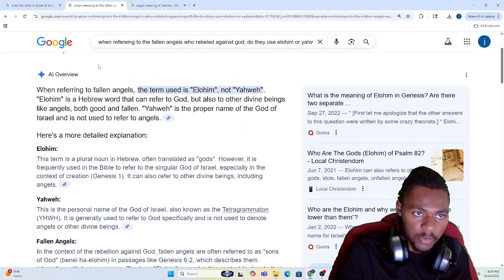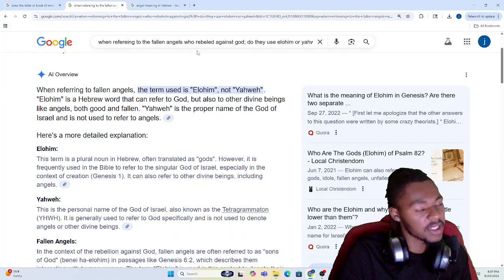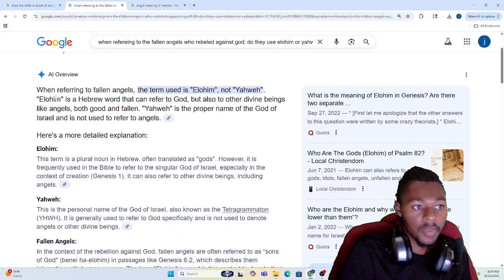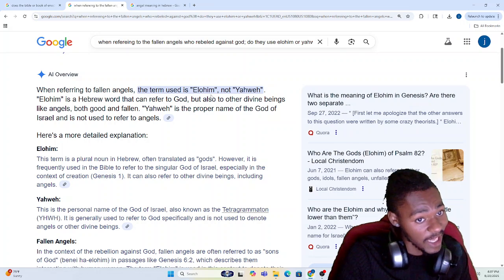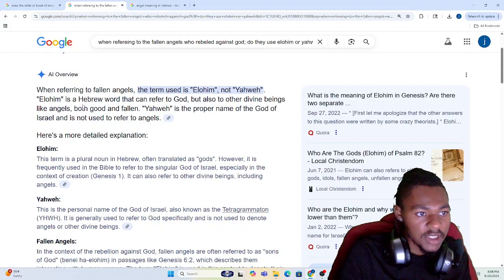I looked up, when referring to the fallen angels who rebelled against God, did they use Elohim or Yahweh? When referring to fallen angels, the term used is Elohim, not Yahweh. Elohim is a Hebrew word that can refer to God, but also to other divine beings like angels, both good and fallen. Yahweh is the proper name of God of Israel, and it's not used to refer to angels.